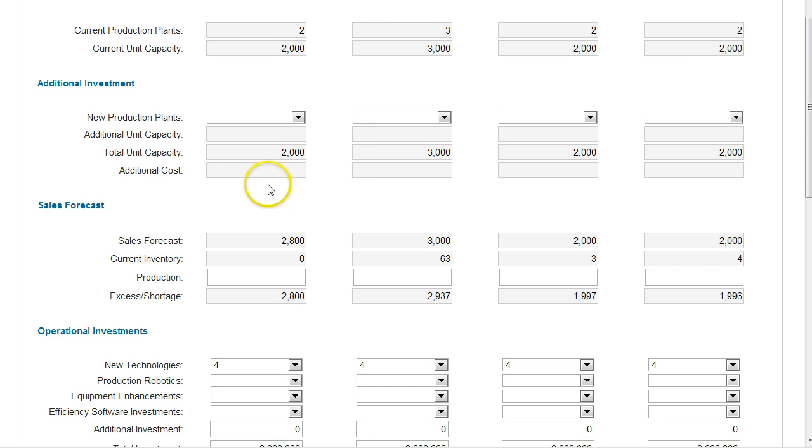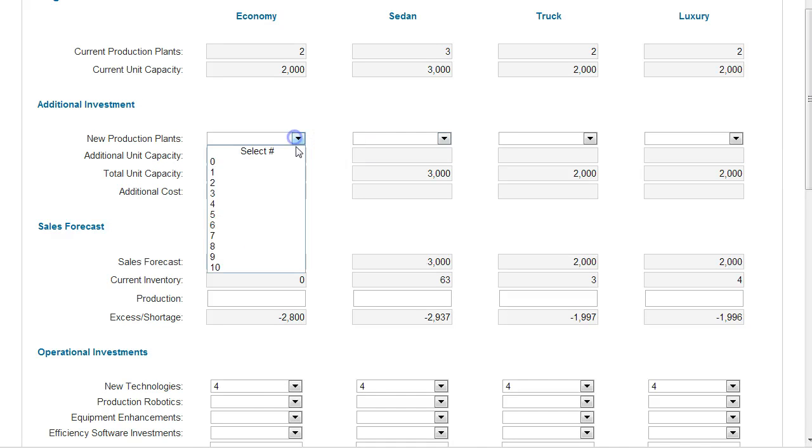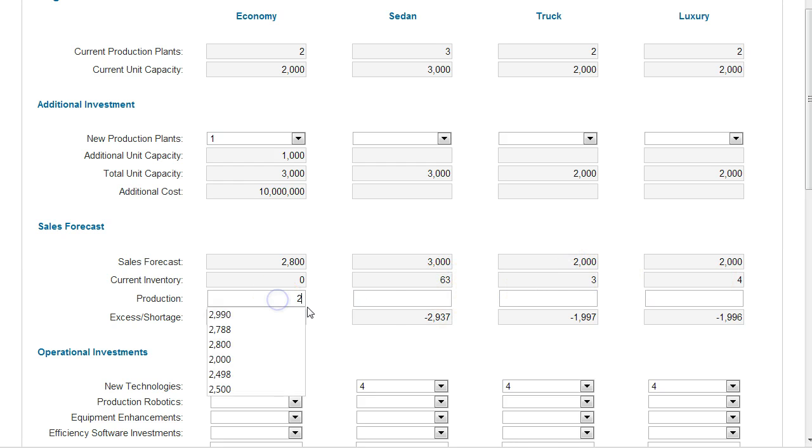And I see here in production that I'm going to have to buy a new plant for my economy. It looks like I'm good on the other plants. And I had some extra inventory that contributed to my deficit. So I'm being a little bit more conservative on my forecast.